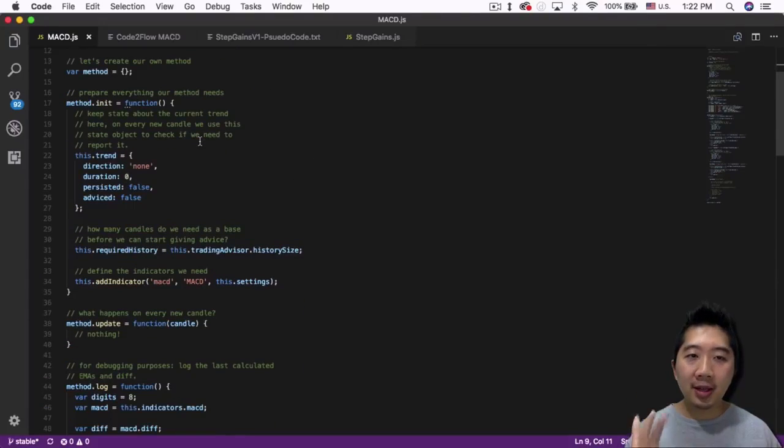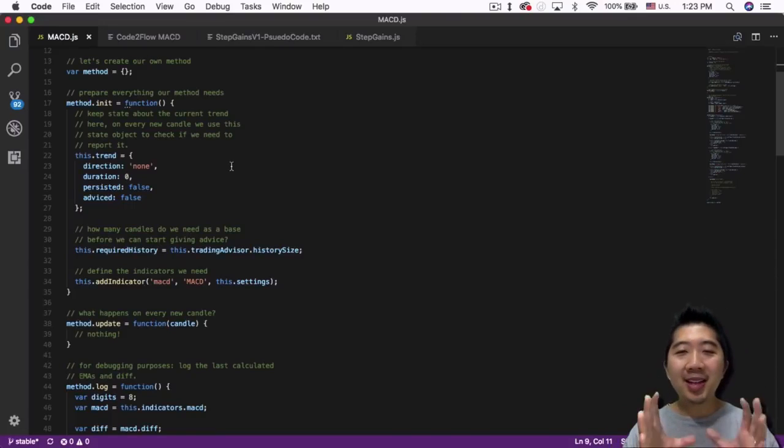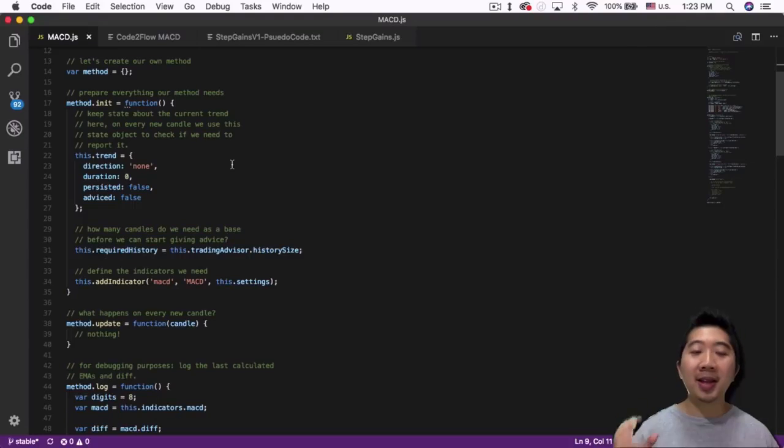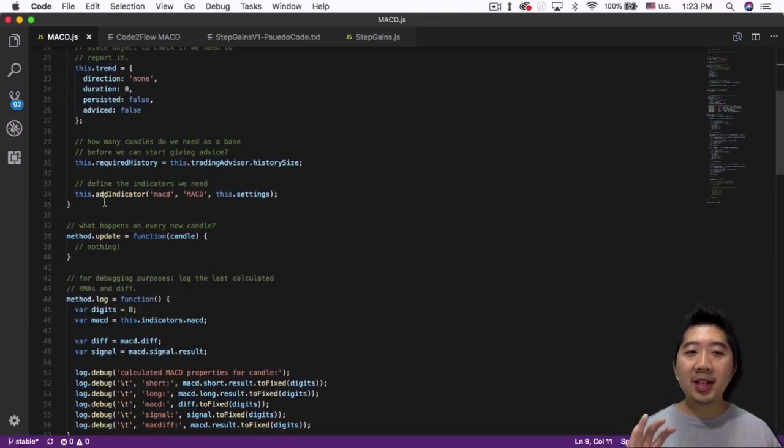Like you see in the init function, it creates an array of variables. Right off the bat, it's not easy because it's using an array. If you're not familiar with programming, you probably have to look that up and understand it. But just know that this is a way for Gecko to store information about the direction, the duration, and if a particular trend is persisting. And then you'll see that adding the indicator is adding the required history. So how long does it have to wait before it begins trading?